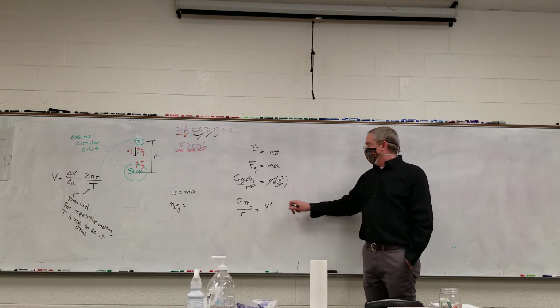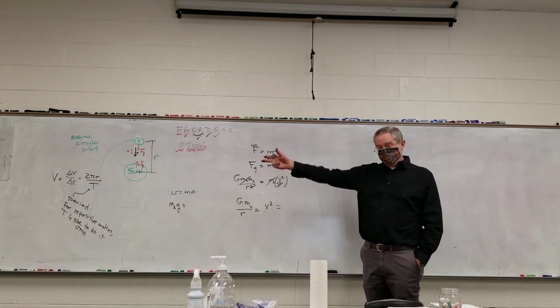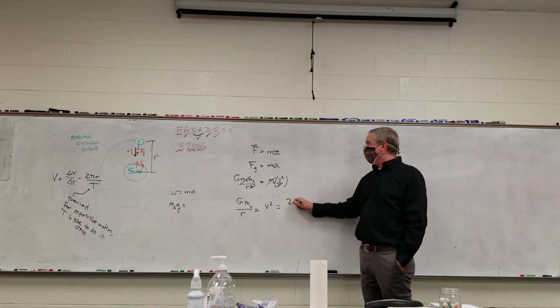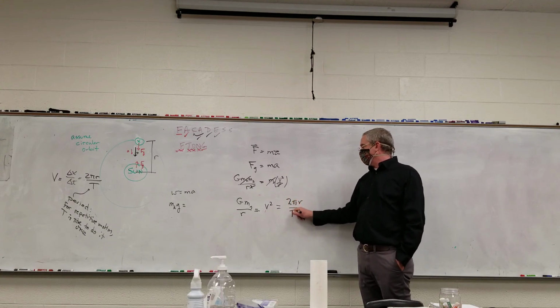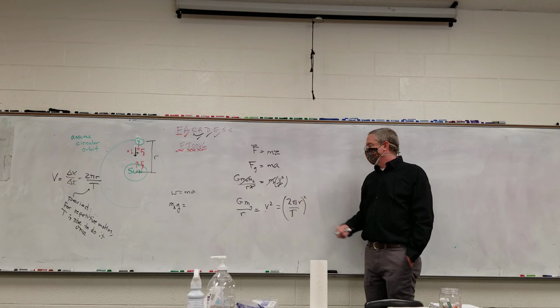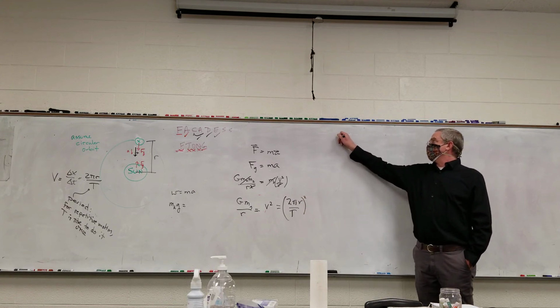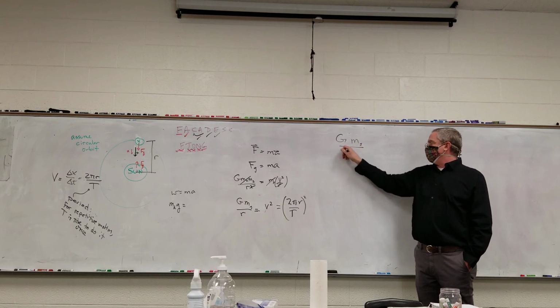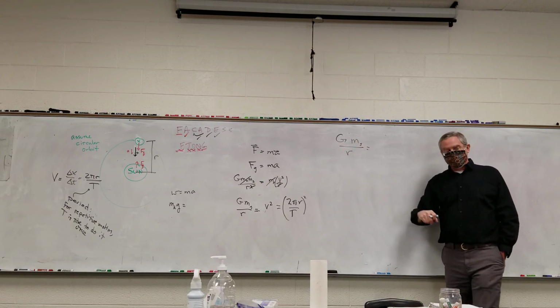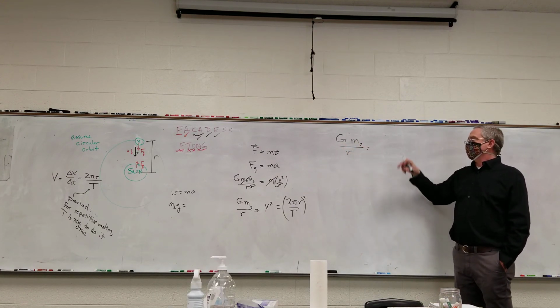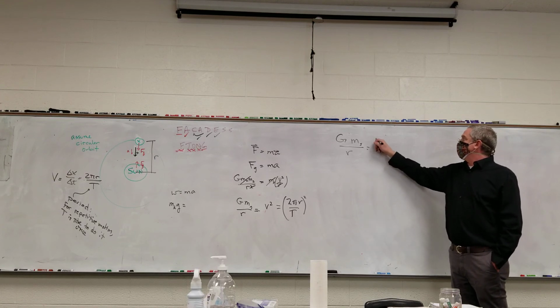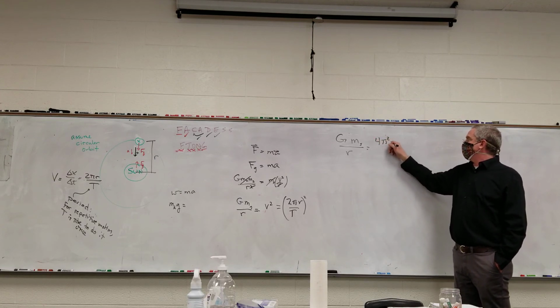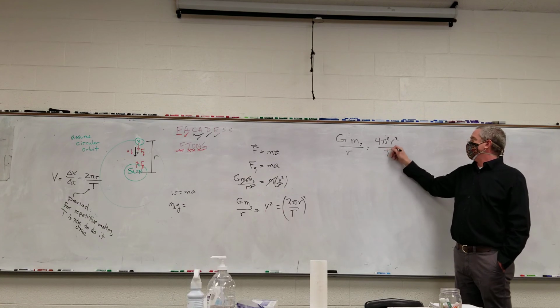All right, so I can now take my v squared, since I have another formula for v, and that's 2 pi r over capital T, squared. So now I have this gravitational constant times the mass of the sun over r, the distance between planet X and the sun, is equal to 4 pi squared r squared over capital T squared.